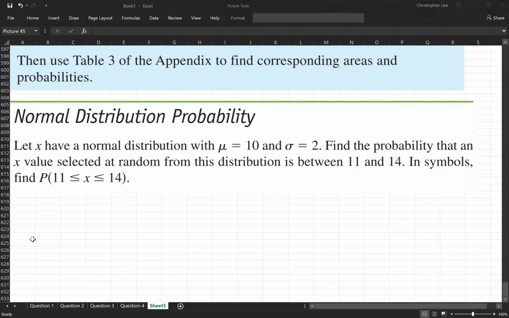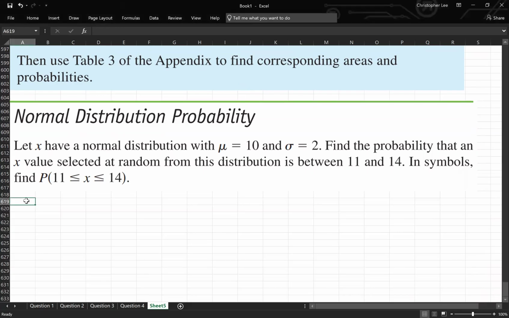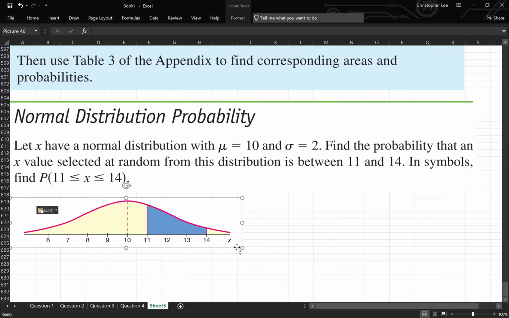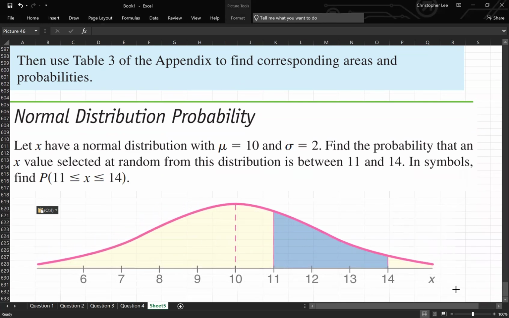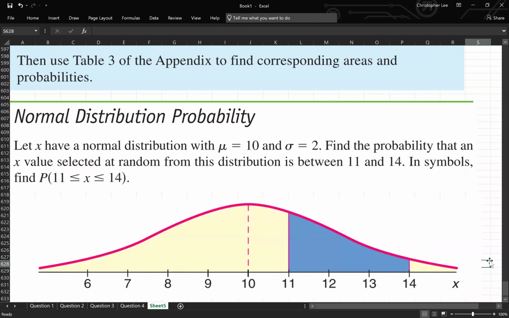Always, always, always, when you get your questions, you want to draw your distribution. Draw out your distribution. So there we go. This is our distribution right here. I want to know the probability from 11 to 14. I want to know about that shaded area. That's what I'm looking for.